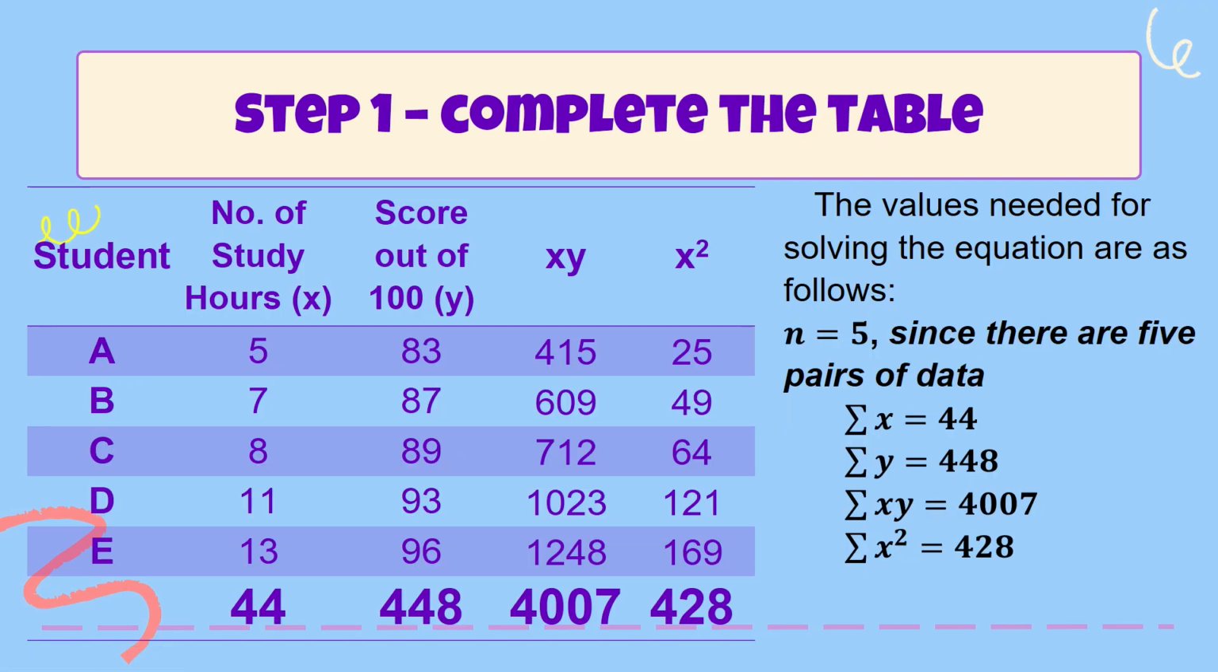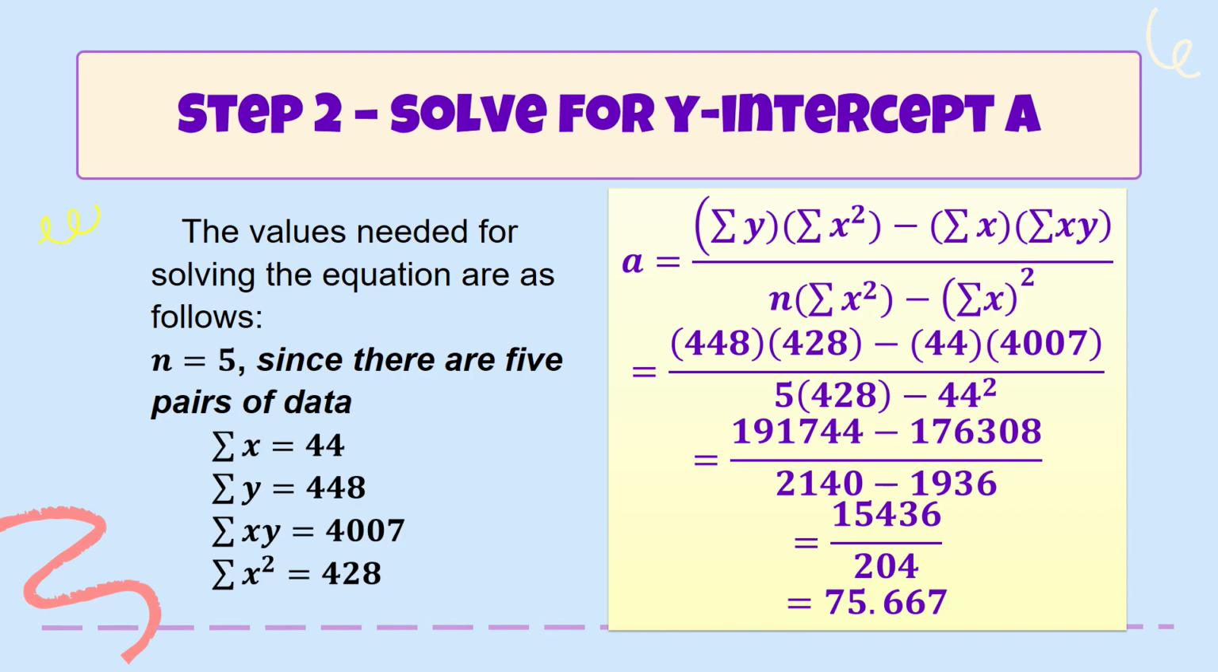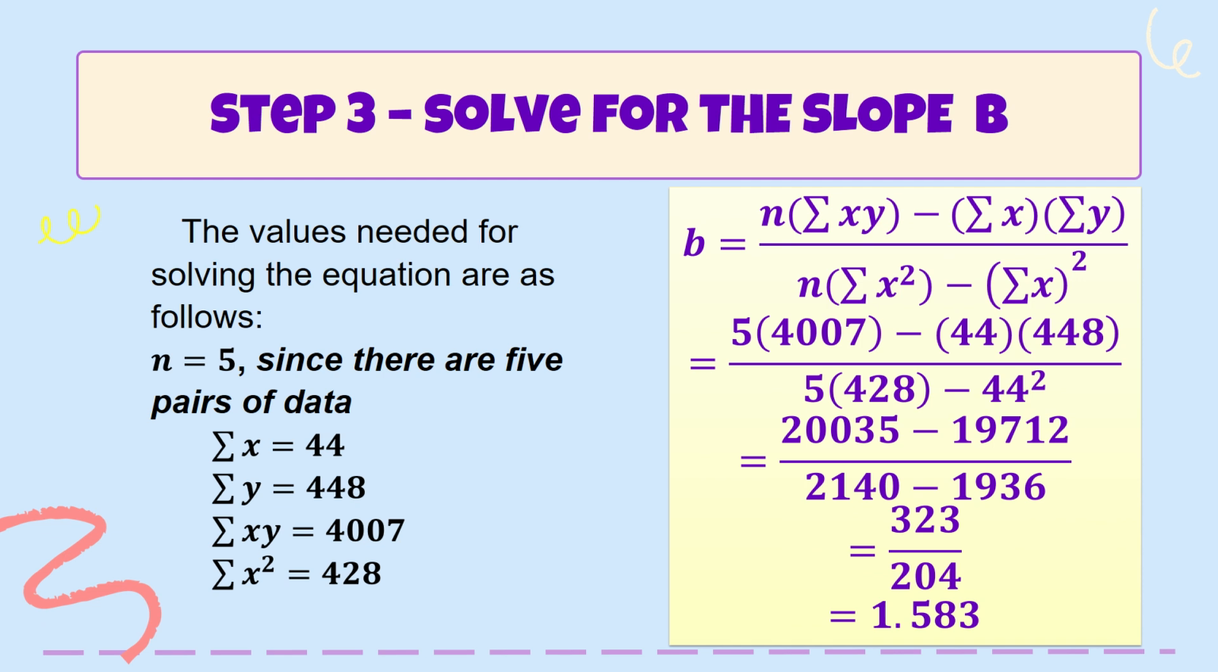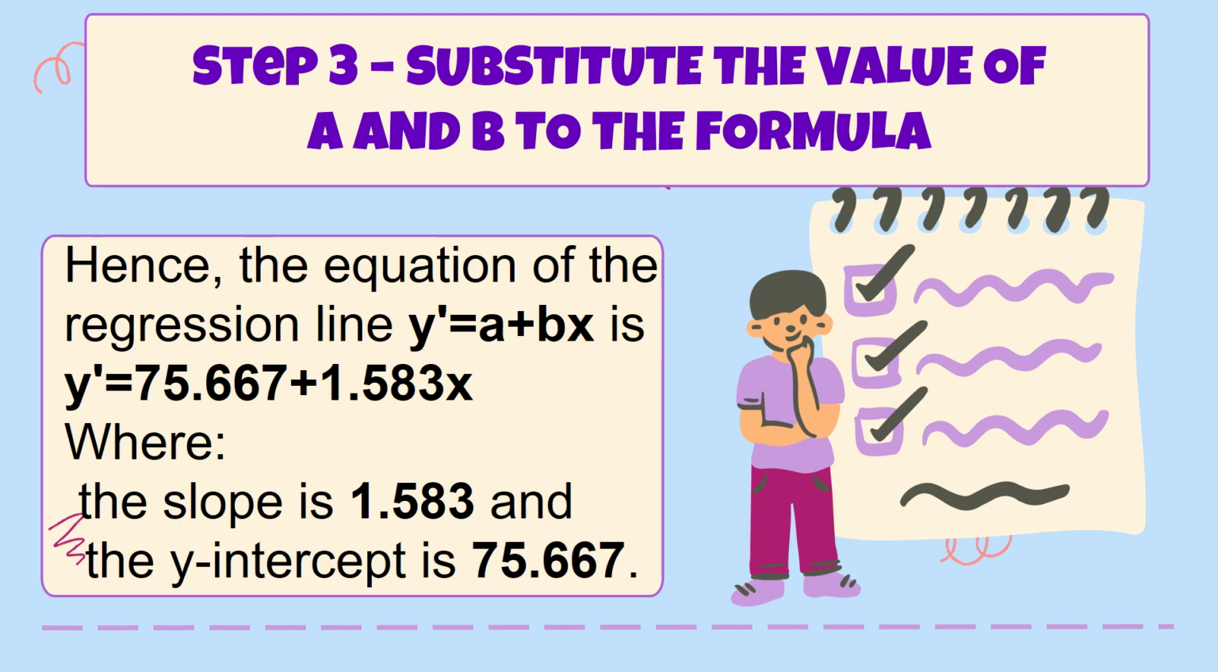Again, step 1, compile all the needed values. We have the n, summation of x, y, x times y, x squared. You have that. Then find the value of a. What's a again? A is the y-intercept. Once you find the value of the y-intercept and also b, which is the slope, then substitute a and b in the original formula. Okay. And you are left with letter x, or variable x. What is variable x again? Is that the independent or dependent variable?